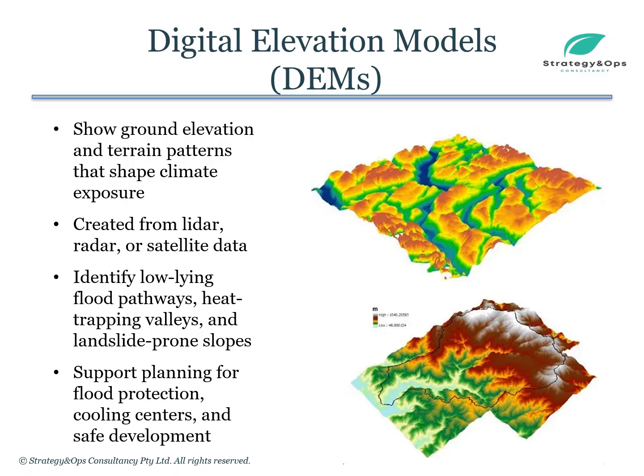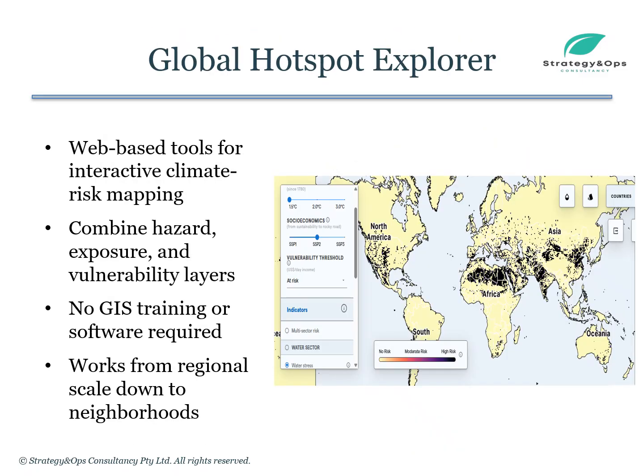Different colors show differences in elevation. Steeper terrain is at greater risk of landslides to your assets. Hotspot Explorer platforms put climate risk mapping directly in your hands. You don't need a GIS background or specialized software. Everything runs in your web browser. These tools combine three types of data.